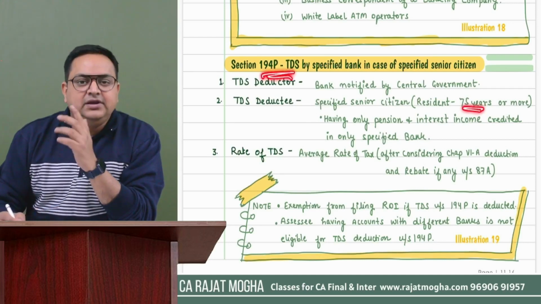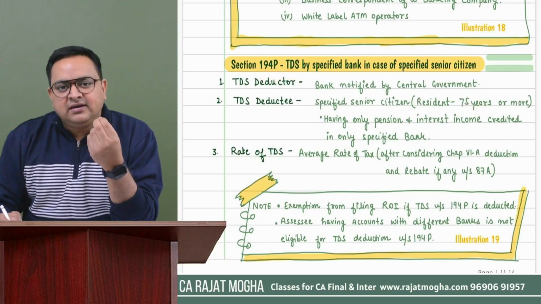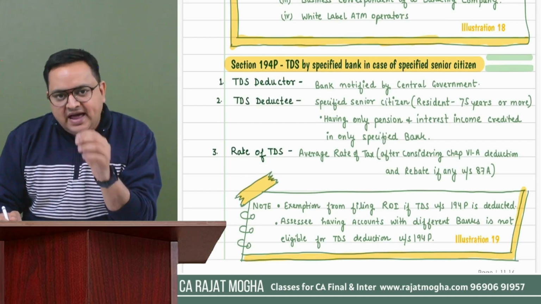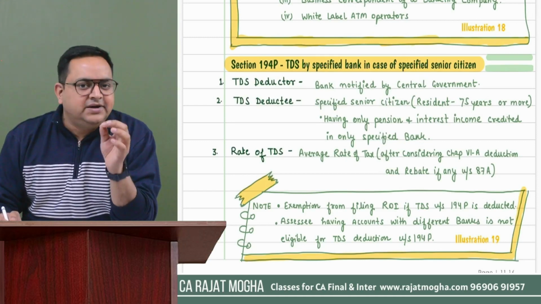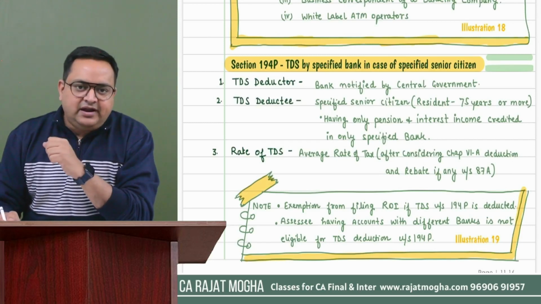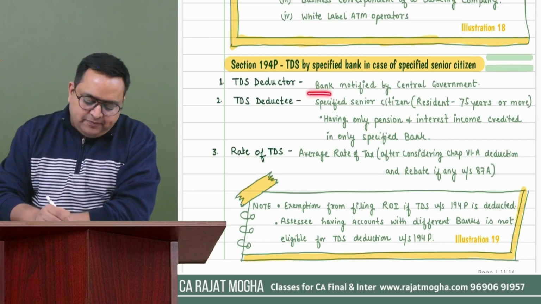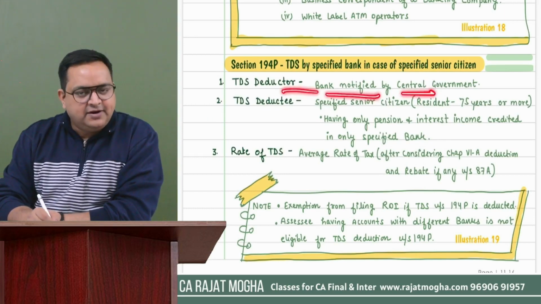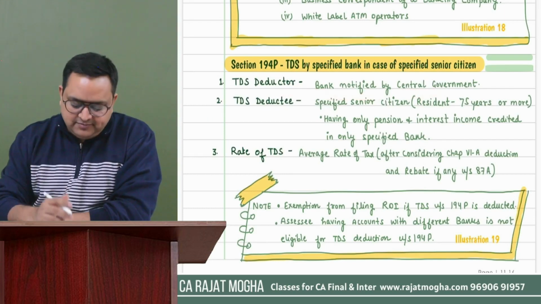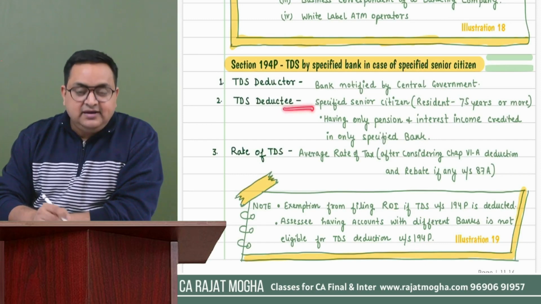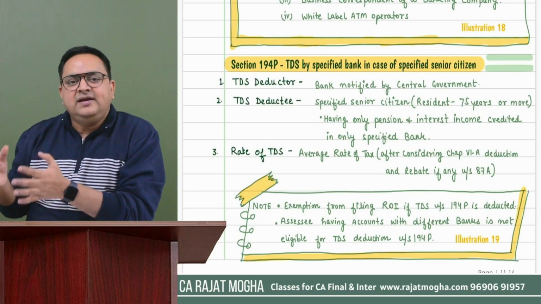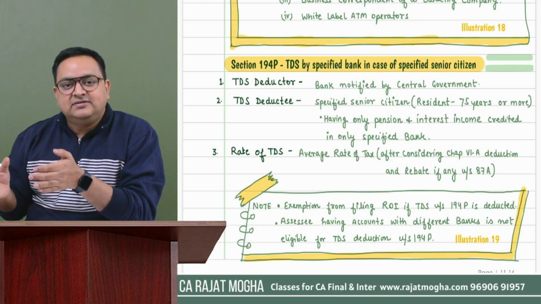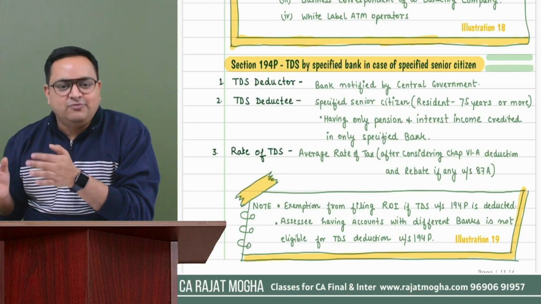These senior citizens need not worry regarding their return also. They don't have to file their ROI also. So they would be relaxed if their entire TDS has been deducted by way of section 194P. So 194P says the TDS deductor could be any bank which is notified by the central government. Generally, these are nationalized banks. The TDS deductee, for whom we are deducting TDS, is a senior citizen. And which type of senior citizen? Resident plus 75 years or more of age.